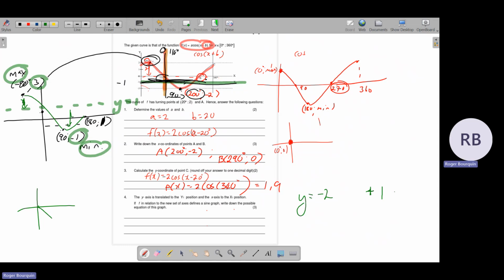Yeah, okay. And then normally a sine graph would go through 90 degrees minimum. Is this going to be 90 degrees minimum? Yes, it is. So there hasn't been a horizontal shift. So it's going to be negative 2 sine x plus 1. Tough question.